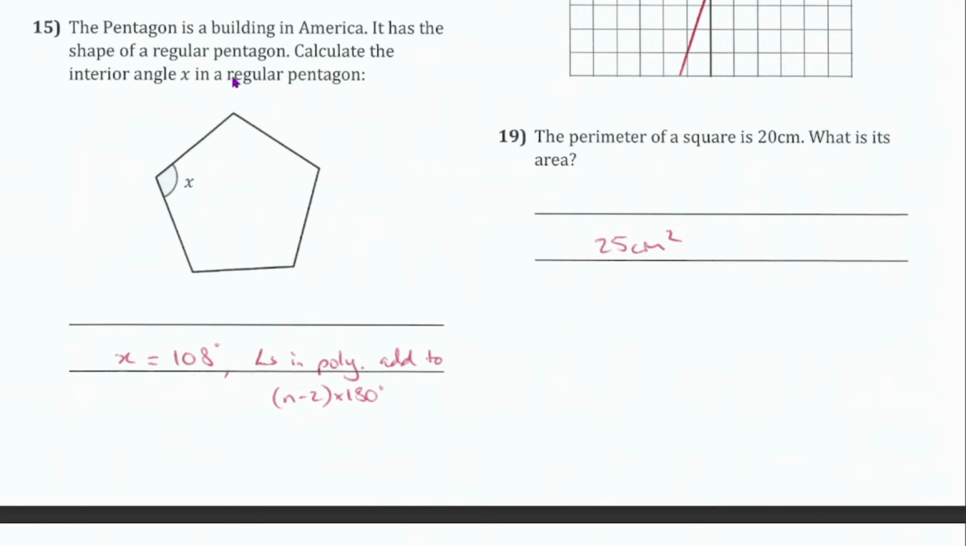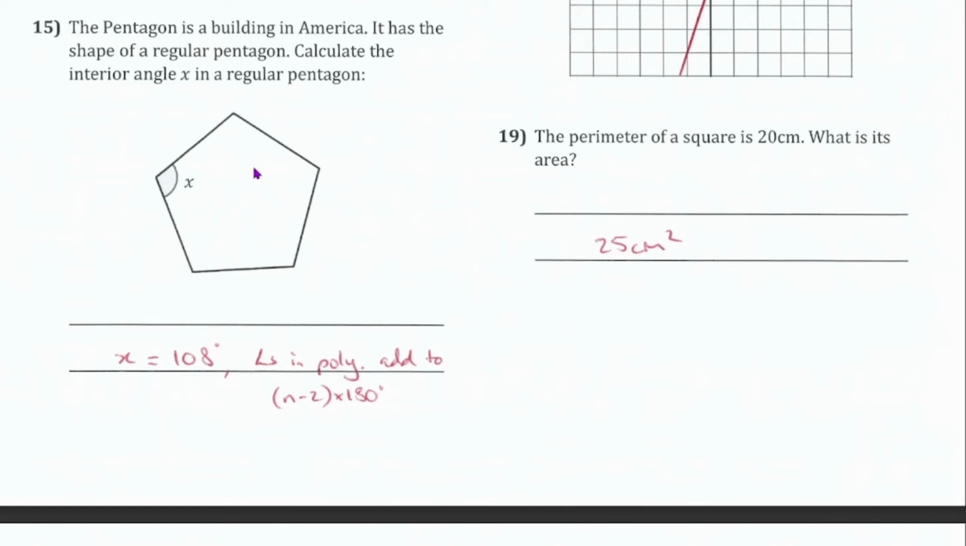This one here, we've got a regular pentagon. What that means is that all the sides are the same length, all the angles are the same size. The rule for angles in a regular polygon, any shape really, is that you count the number of sides, you take away 2, and you multiply that number by 180. That gets you the total of the angles inside. If you think about a triangle, the angles inside a triangle add up to 180 degrees. Well, there's 3 sides to a triangle. 3 minus 2 is 1. And 1 times 180 is 180.